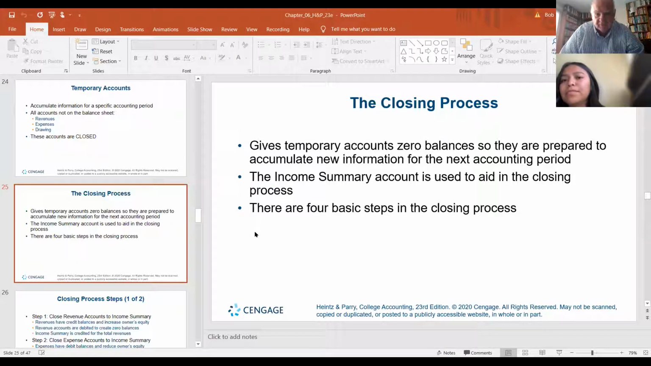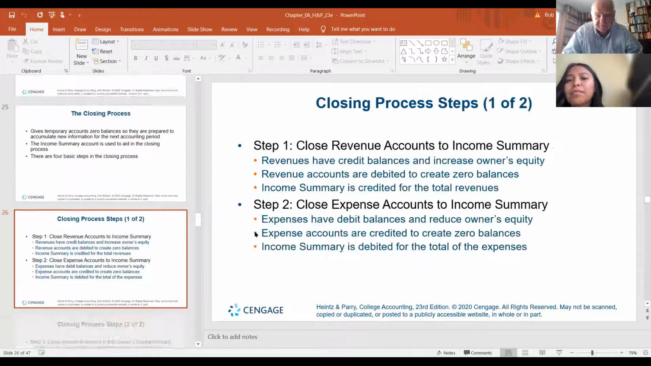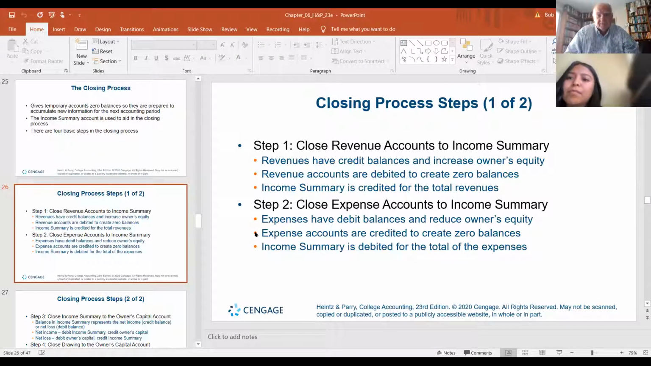So let's see what we have here. The closing process, and this is kind of a long-winded thing here, gives temporary accounts zero balances, so they're prepared to accumulate new information for the next accounting period. The income summary is the clearing account, right? That's the account we're going to use to help us in the closing process. And there are 4 basic steps. 1, close the revenue first. Okay, I would make that note.